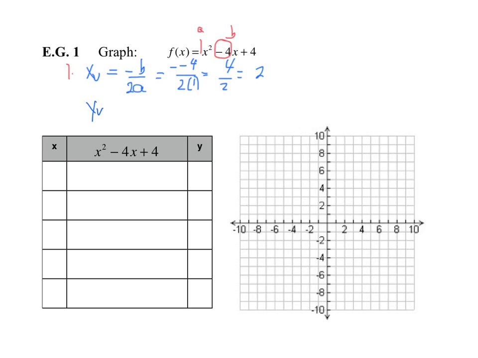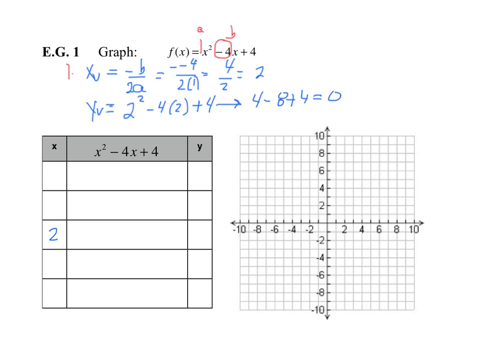Finding the y value at the vertex, we have to substitute 2 into the equation for x. So we've got 2 squared minus 4 times 2 plus 4, which will give us 4 minus 8 plus 4, which equals 0. Then we're constructing an xy table here, and we're going to put in our x values. We start by placing our xv value, this 2, in the middle of the table, and we're going to center the other x values around it.